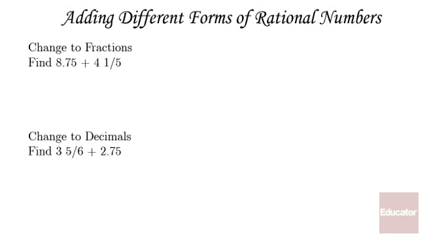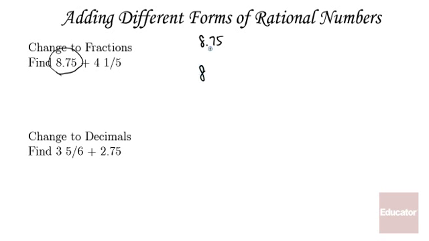Let's try adding different forms of rational numbers. Before we were adding fractions, and now we'll try adding fractions to decimals. So in this first problem, let's take 8.75 plus 4 and 1 over 5. And what we're going to do is change the decimal into a fraction. So I'm going to take this decimal, 8.75. 8 is your whole number out front.